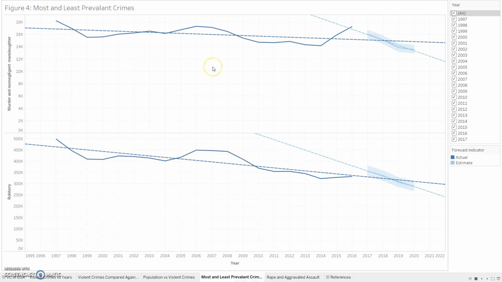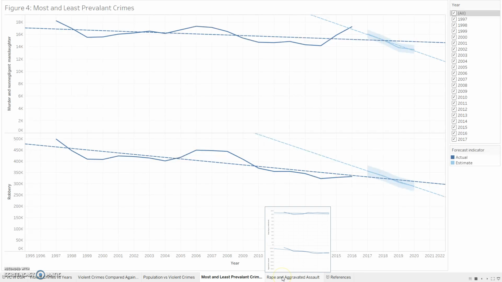So right here I'm just going to compare the most and least prevalent of the violent crimes. The most prevalent violent crime is robbery, with about 500,000 instances roughly in 1997, and it's decreased all the way to 330,000 instances in 2016, which is a pretty low amount compared to a decade ago. And Tableau forecasted that to about 288,000 instances, so it's still a steady decline. And the same thing with murder and non-negligent manslaughter. There's also a steady decline.